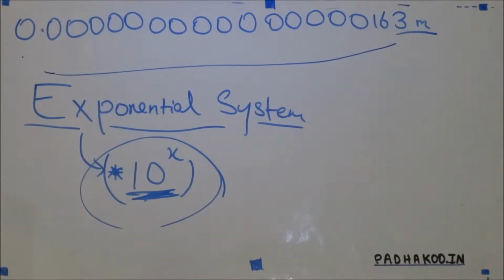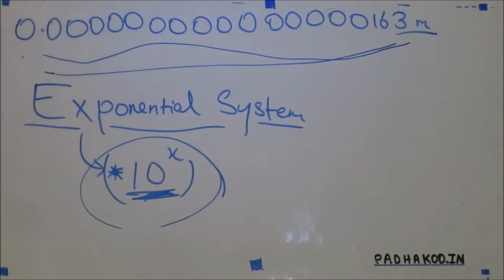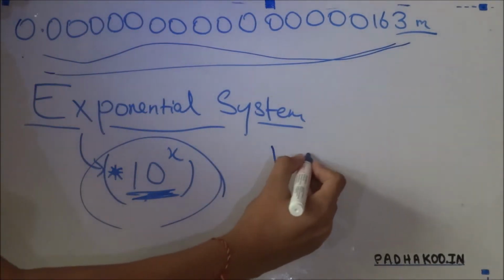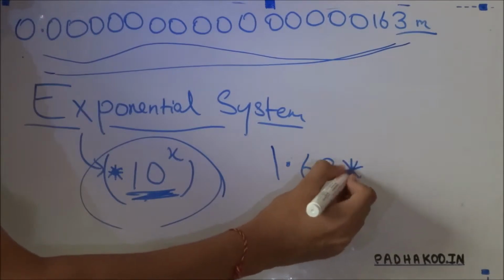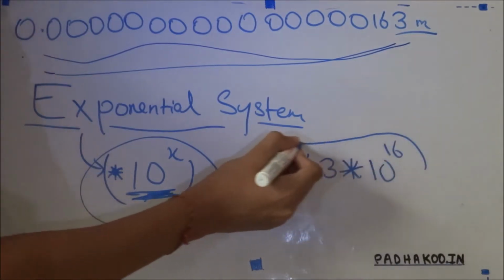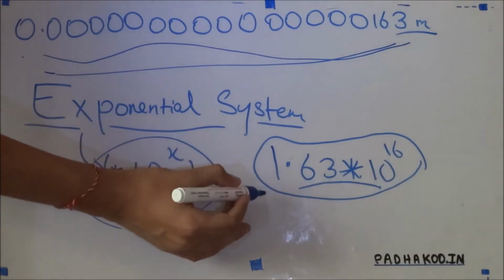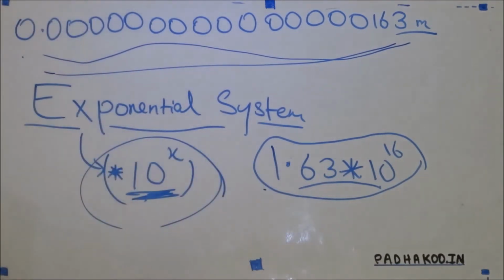Okay, so let's take this whole number and write it in exponential system or exponent form. We get such a simple and small number, which is comparatively very easy to handle. So this was the exponential system. Let's learn how I converted the whole number into this small thing.